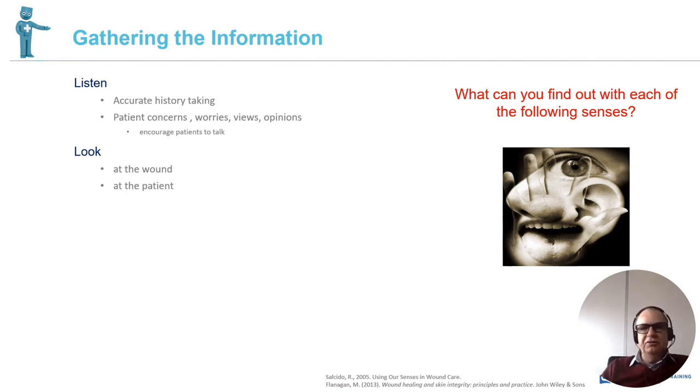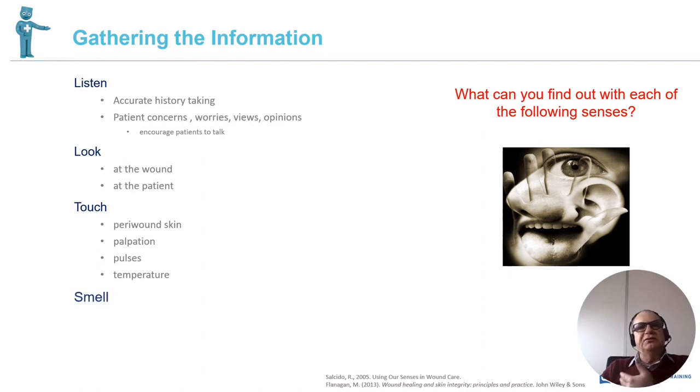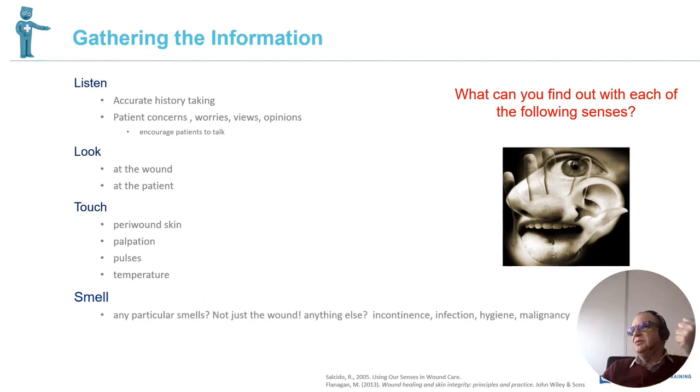For example, if you're looking at a diabetic patient, as soon as they start walking into your clinic, you start looking at their gait to understand, for example, if they have motor neuropathy. We use our touch. We'll touch the peri-wound skin, palpation, pulses, checking the temperature between one limb and the other. And also making sure that we know of the smells of the wound, but also sometimes the smells of the patient.